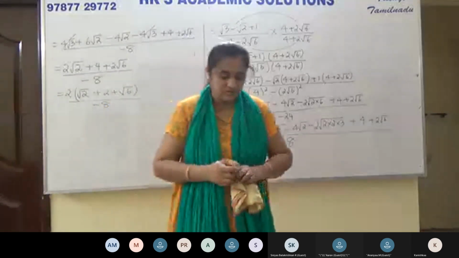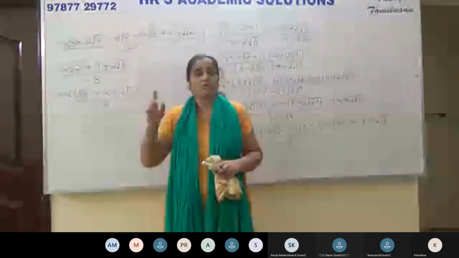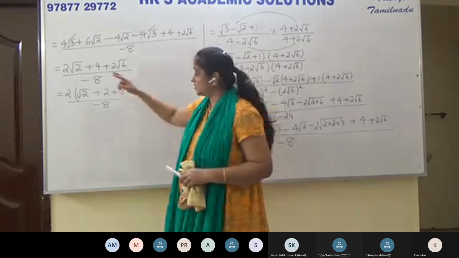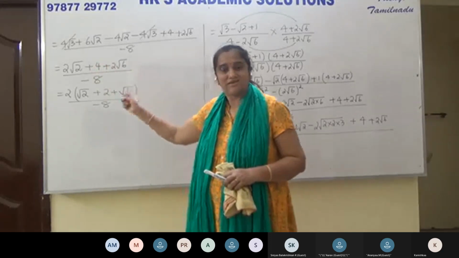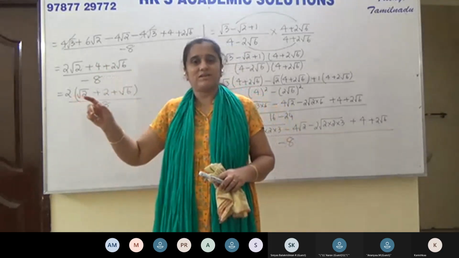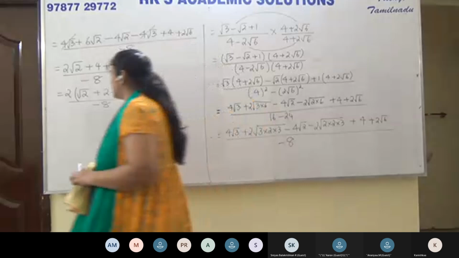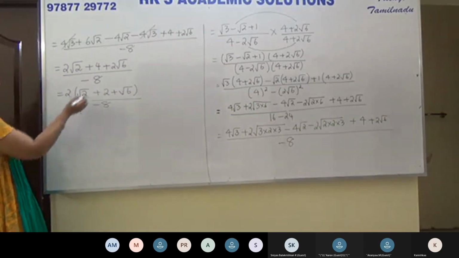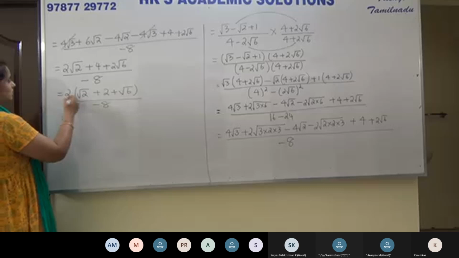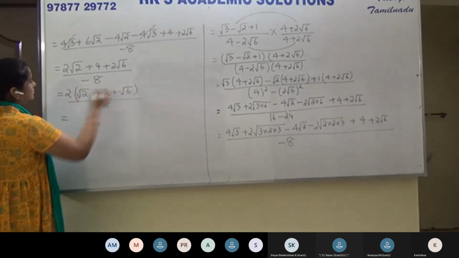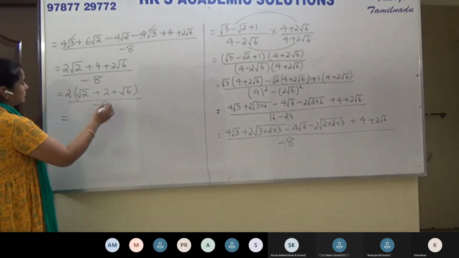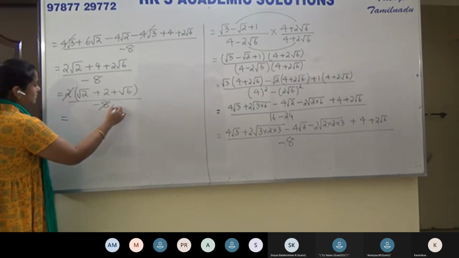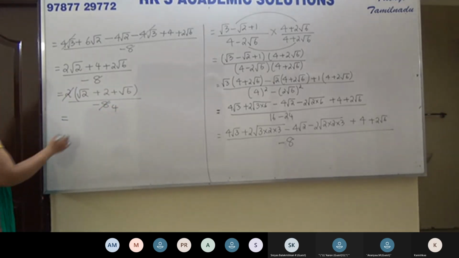That does help us because, as Kanishka rightly pointed out, when you take out 2 common, you're simplifying. So 2 in the numerator and 8 in the denominator, you can simplify them and then proceed. Perfect, Kanishka, thank you. So to bring out 2 common: 2 root 2 plus 2 into 2 is 4, 2 into root 6, very good, by minus 8. So now it is like this.